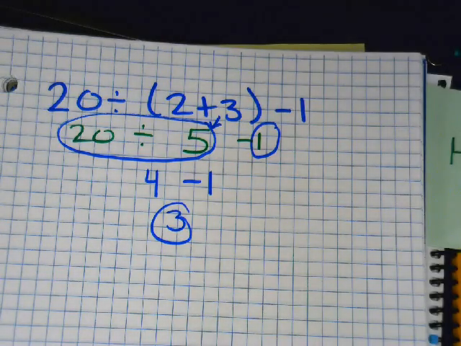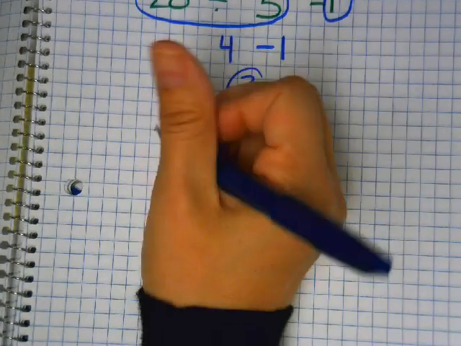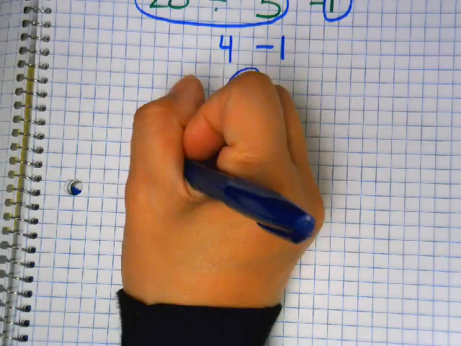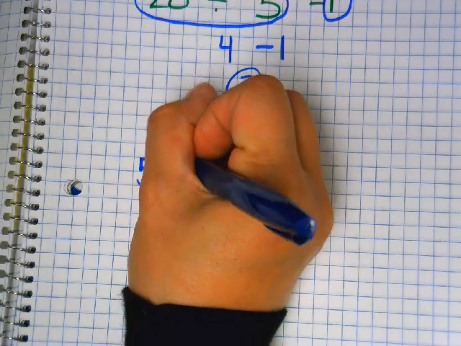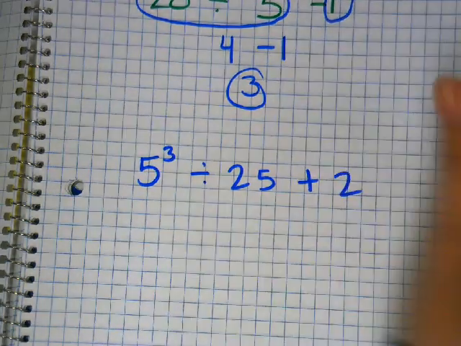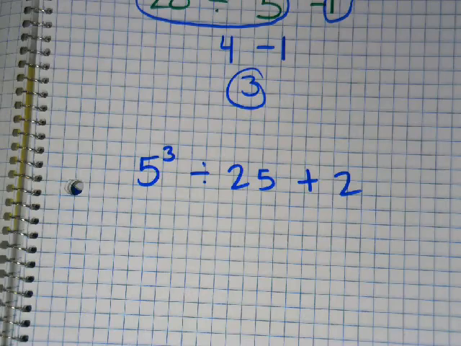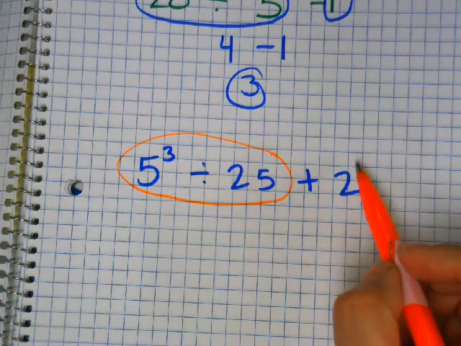This should be like level 1 for all of you. Let's see. Ooh, 5 to the power of 3 divided by 25 plus 2. Whoa. Level 1.2. How many terms? 3. No. 2. Oh. 2 terms.